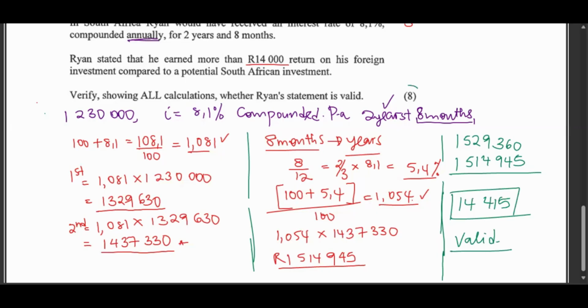Right, it's 8 marks. For these 8 marks, you had to first look for the money he gets in South Africa, which we got as this much. And we subtracted to find the difference. Why do we find the difference? He claims he earned more than 14,000. Indeed, he earned more than 14,000 by 415 rands. So the statement is valid.